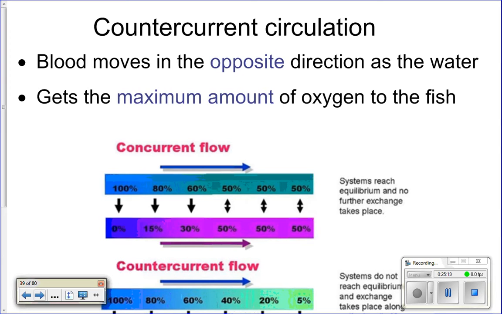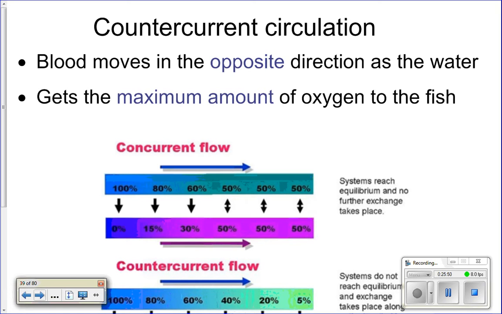Yes? Okay. As the water keeps moving through and the blood keeps moving through, let's say you're now at 80% oxygen in the water and 15% in the blood. Is there still a difference there? Yeah. So oxygen is going to move in. Okay. How about keep going? 60 and 30. Is there still a difference? Yeah, so oxygen's going to move in, right? How about 50-50? No. So at this point, you've reached equilibrium. You have 50% concentration in each.